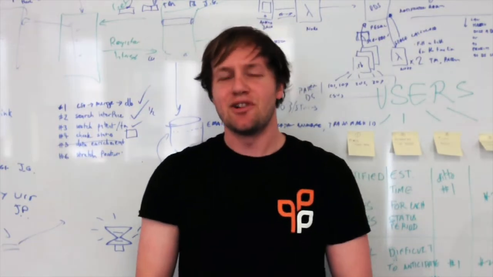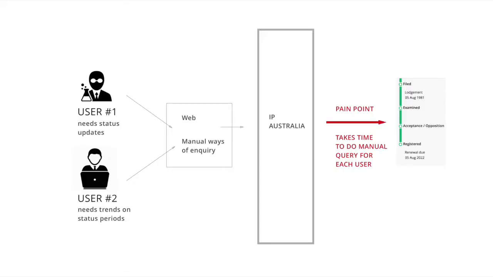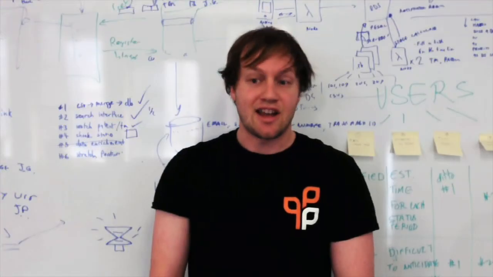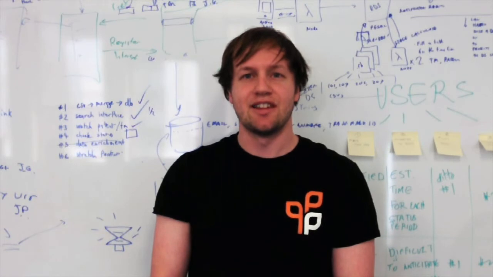IP Australia is constantly fielding calls from patentees asking about the status of their patent or trademark. And it can take wildly different amounts of time for these different applications to be processed. As an applicant, I have no way of telling if my perpetual motion machine is going to take 6 months to be processed or 3 years.